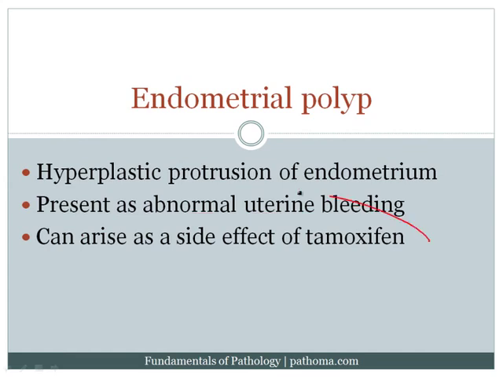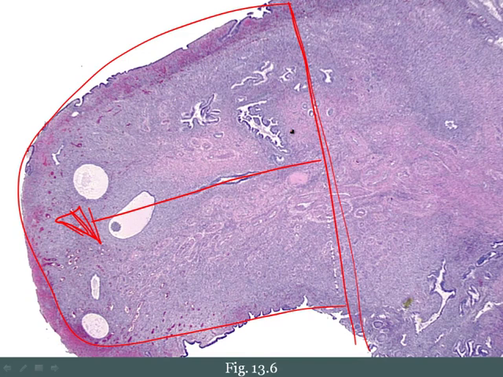Now, one very important high-yield pharm association here is that the patients can actually develop endometrial polyps as a side effect of tamoxifen. A little bit counterintuitive because when you think about tamoxifen, you think about its anti-estrogenic effects, especially in the breast. However, tamoxifen is anti-estrogenic on the breast, but it has weak pro-estrogenic effects on the endometrium. And it's those pro-estrogenic effects of tamoxifen that result in the production of an endometrial polyp. This is again the picture of the endometrial polyp, which I've already explained and is present in your text.